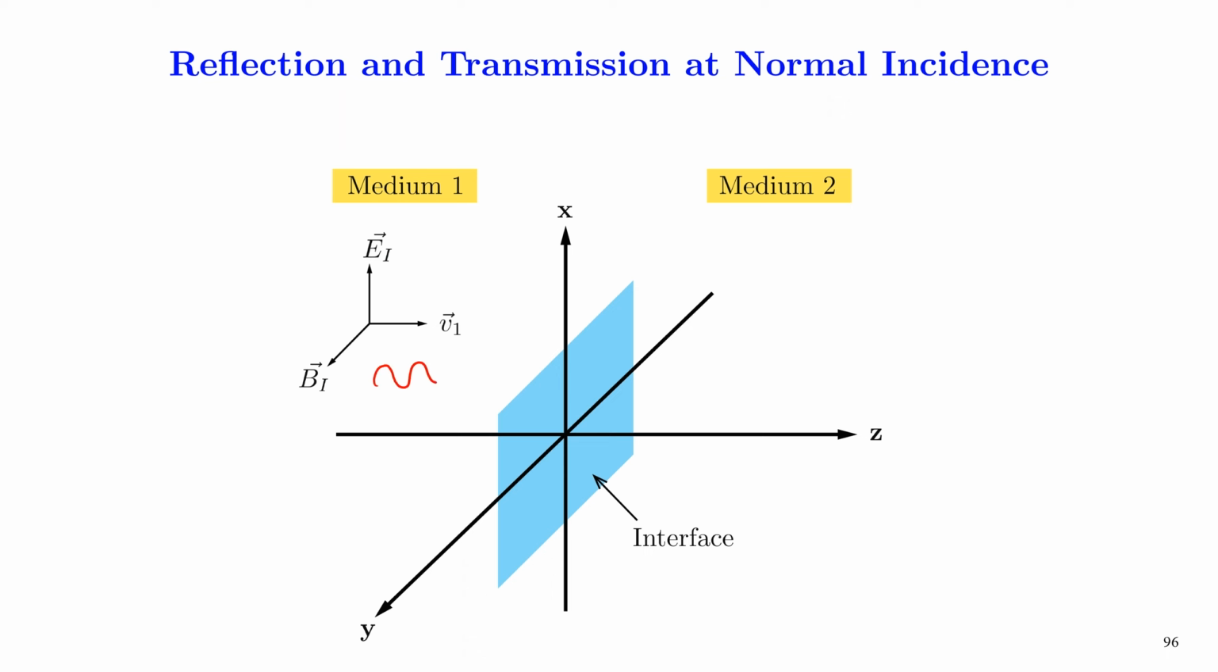As it propagates along the positive z direction, depending on the permittivity and permeability of the medium that it is encountering, it can be completely reflected or completely transmitted, or it can be partially reflected and partially transmitted. Let us assume that the reflected wave travels along the negative z direction with a velocity v1. So the reflected wave propagates in the same medium, that is medium 1.